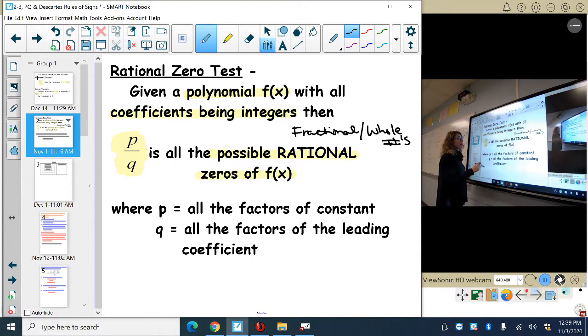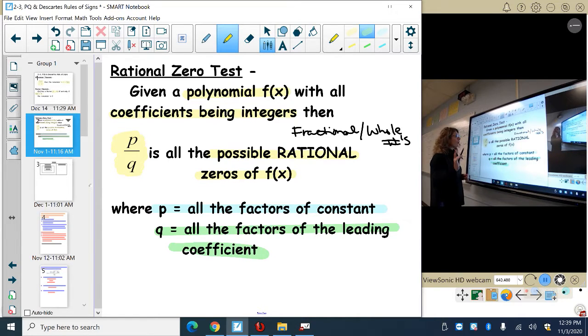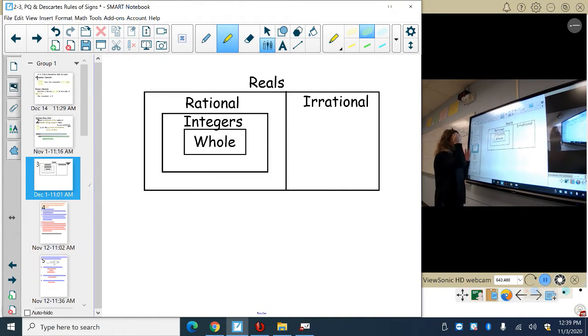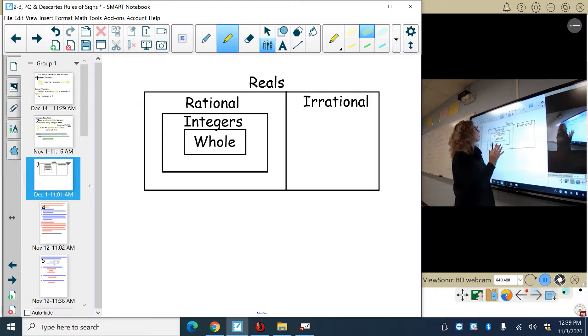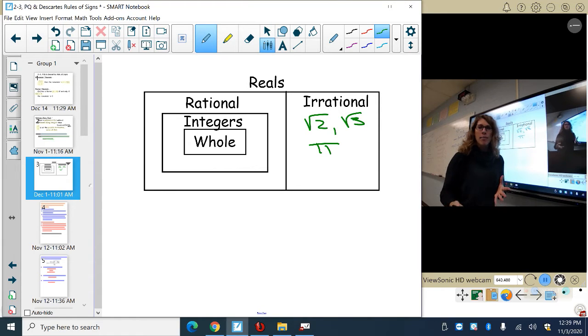Zeros of f of x, where P are all the factors of the constant and Q are all the factors of the leading coefficient. What do I mean? Well, you need to understand the real number system. The real number system has rational numbers and irrational numbers. Whenever I'm talking about irrational numbers, I'm talking about the square root of 3, the square root of 2, pi. Those are all irrational numbers. They're messy numbers that we don't typically use in real life math, okay?